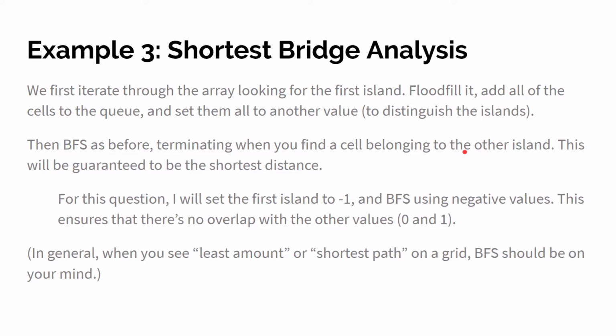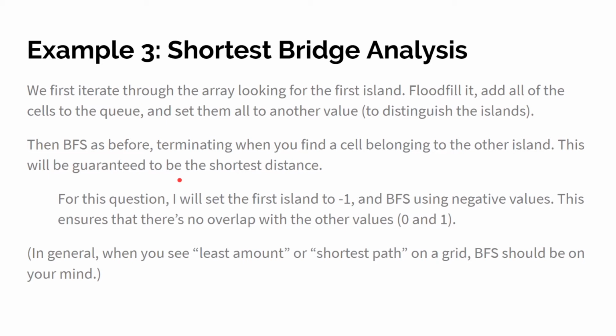And this is going to be guaranteed to be, again, the shortest distance between the two islands, because you are going to find this first. And for this question, I'm just going to eventually end up setting the first island to -1 instead of 1, and then BFS by subtracting 1 every single iteration instead of adding 1. So again, this is basically the same thing as before, but this essentially allows me to distinguish the two islands and make sure that any of the values don't overlap, right?